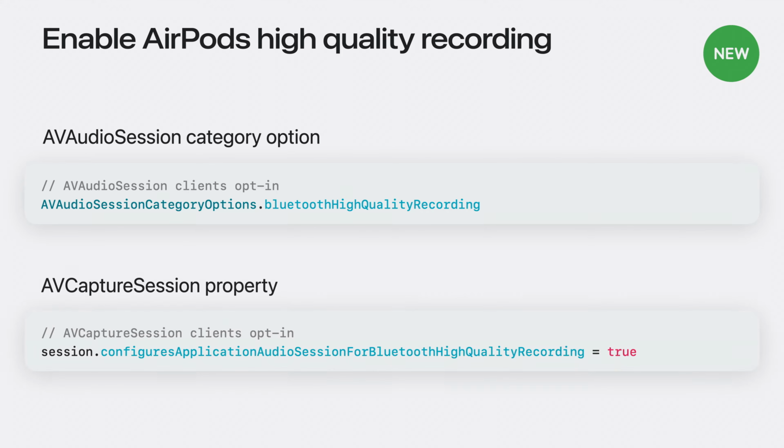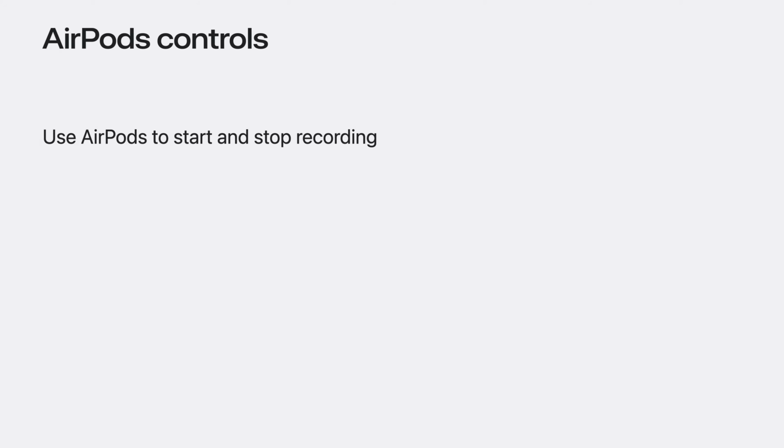For AVCaptureSession, there's a similar property that, when set to true, enables this high-quality mode without your app having to set up the audio session manually. With both sessions, if this option is enabled, the system-level audio input menu will include high-quality AirPods in the device list. This AirPods feature is a great addition to apps that record audio, and you can support this with minimal code change. In addition to high-quality recording, AirPods also have built-in controls that make it easy to record.